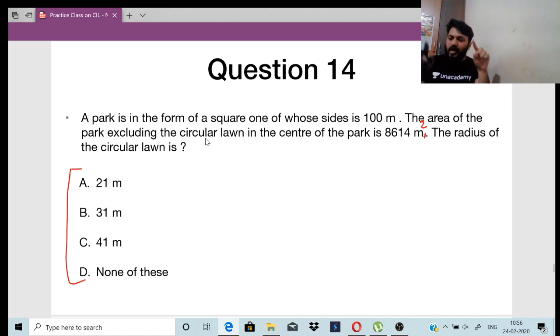There is a park in the square form. The sides are 100 meters. The area excluding the circular lawn is 8614 meters square. What is the radius of the circular lawn?